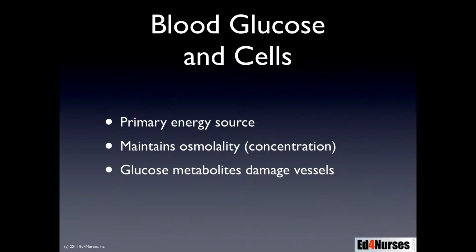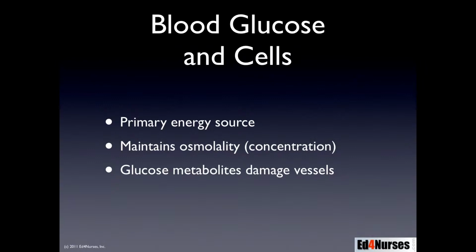Secondly, blood glucose is one of the components that maintains osmolality in the blood. Osmolality, you can also think of as being concentration. So many of us learned about osmolality back in nursing school, and we promptly forgot all about osmolality because we haven't used it since. But we do want to be aware of osmolality because blood glucose concentrations will change osmolality. It's one of the major contributors to osmolality or concentration in the blood. So we want to make sure that our blood glucose is in that normal range.